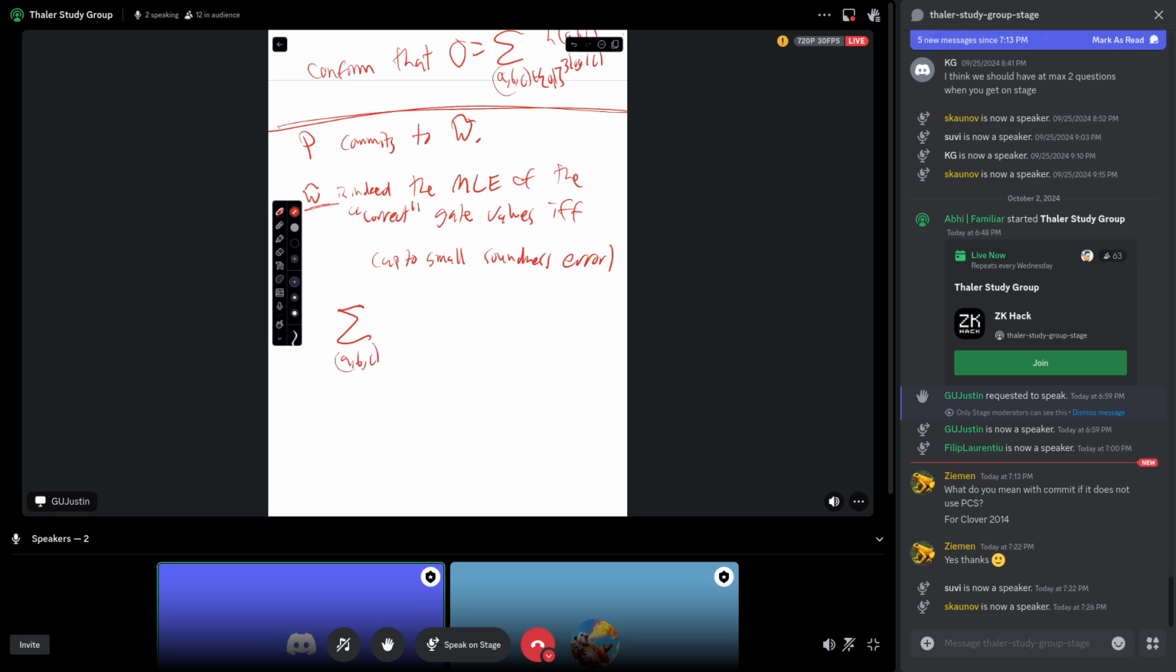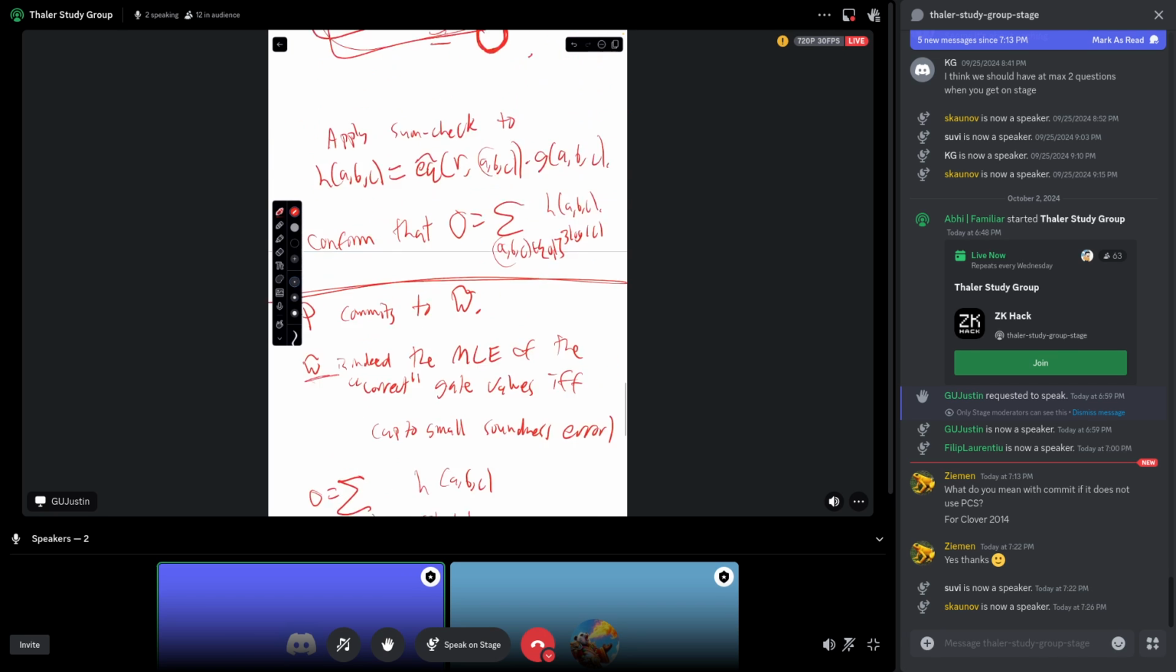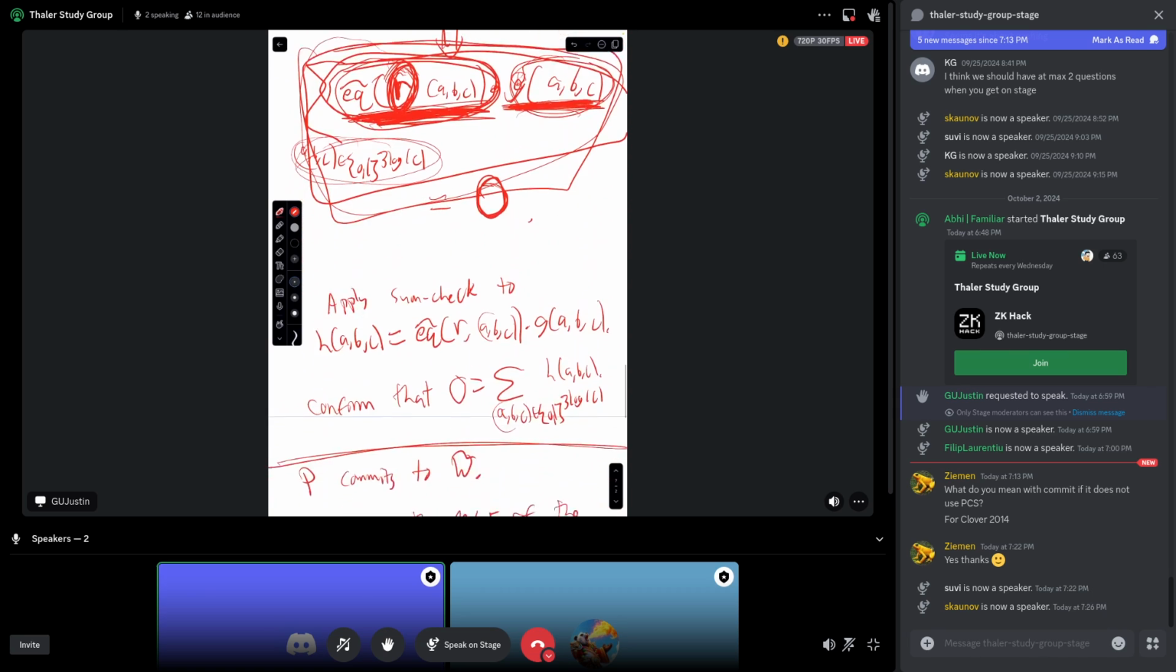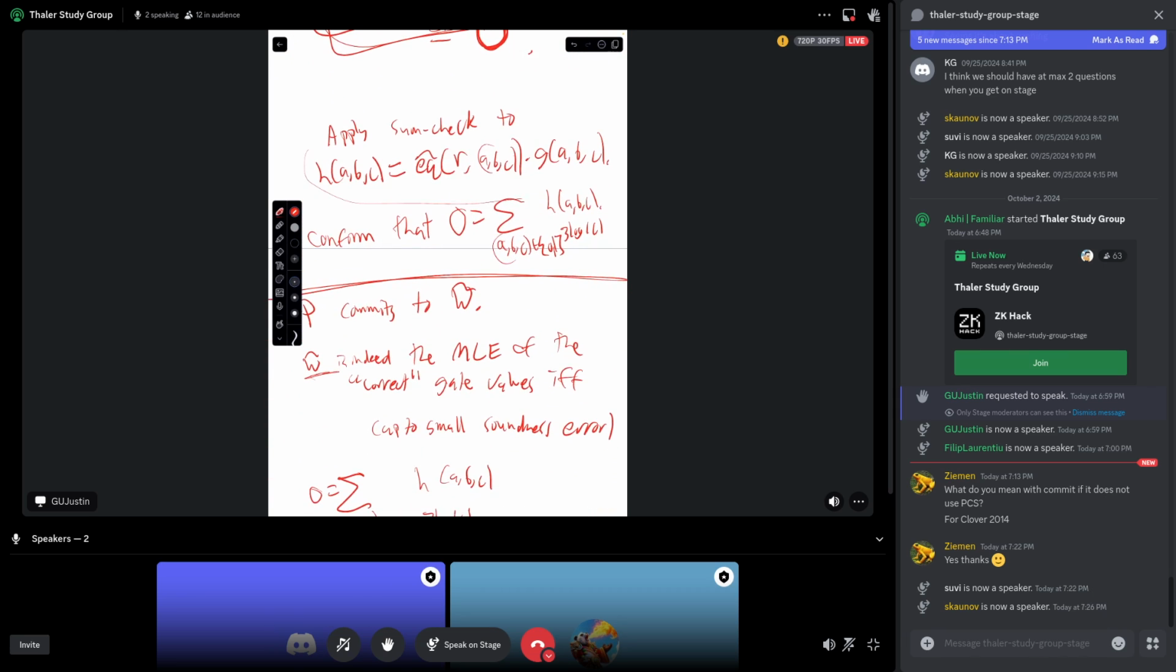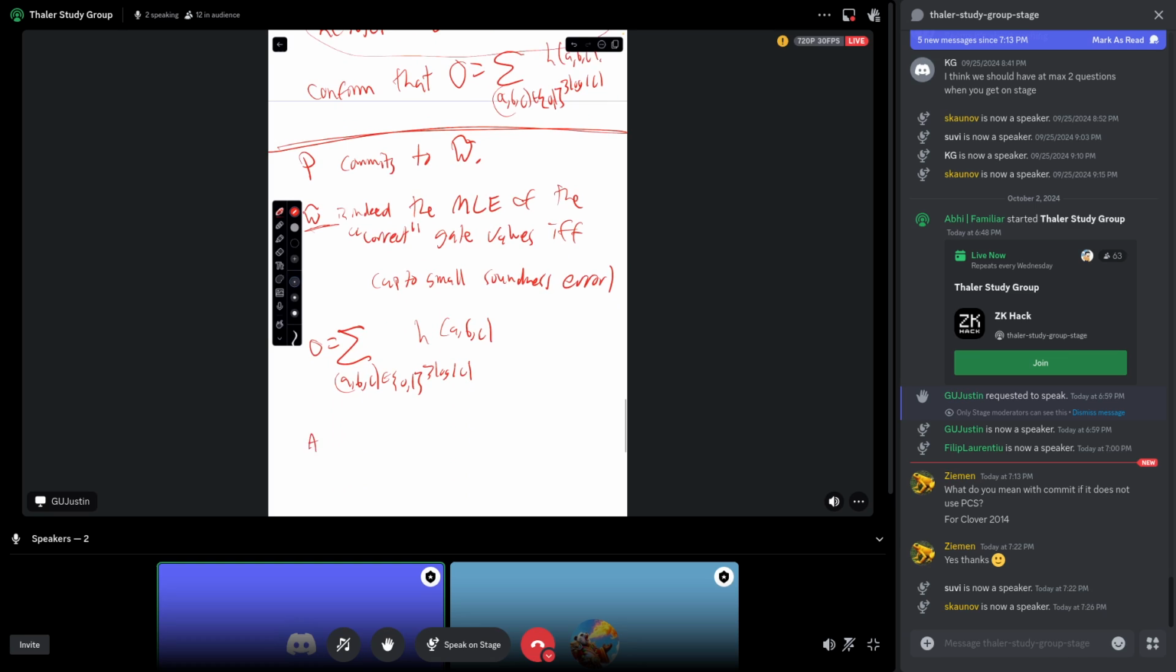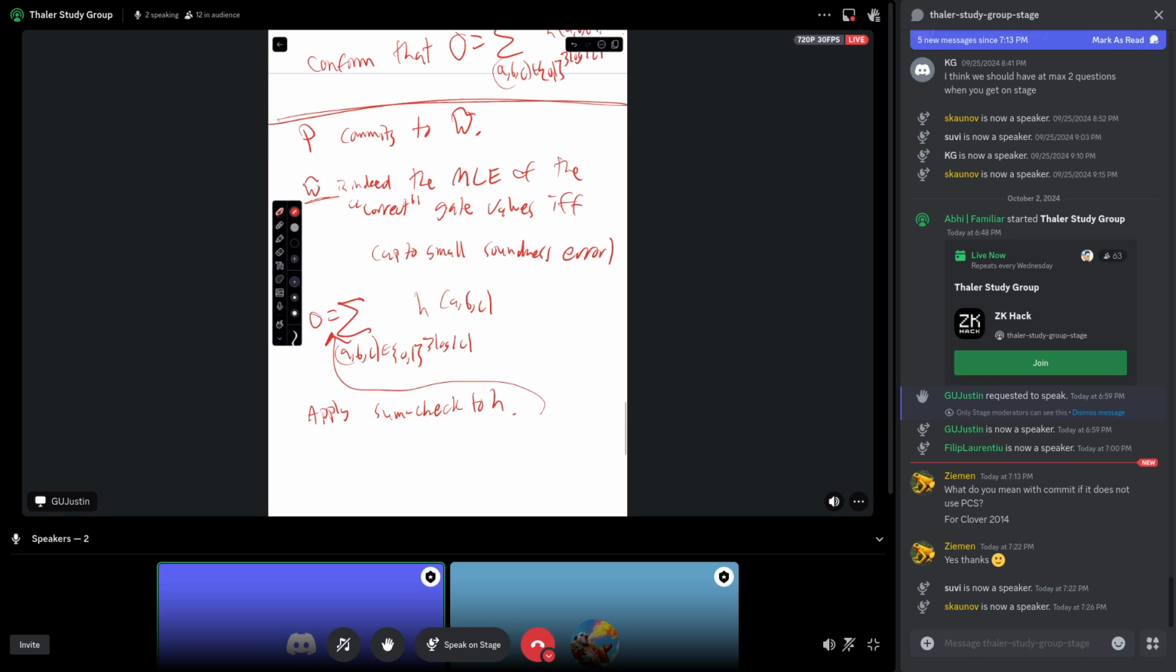the sum over A, B, C in {0,1}^(3 log circuit size) of H of A, B, C equaling 0. And remember, H was defined up here. So we just apply sum check to H to confirm that this is true. And now we get to the rub of everything. At the end of sum check, the verifier has to evaluate H at a random point.